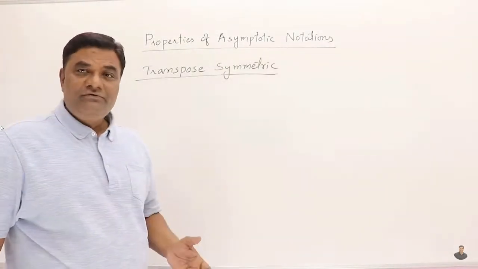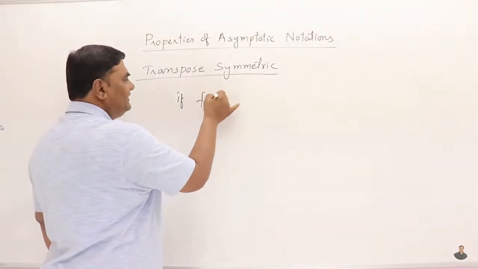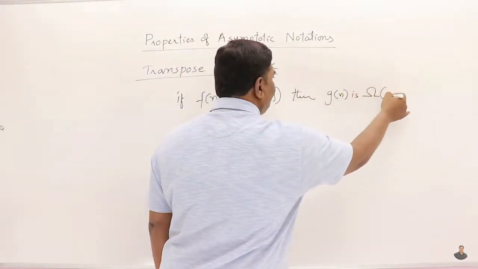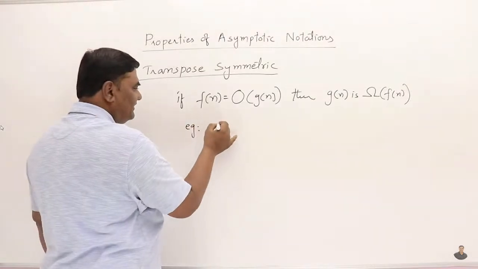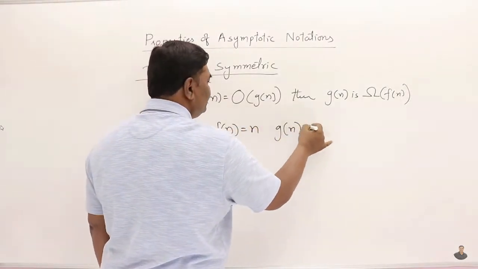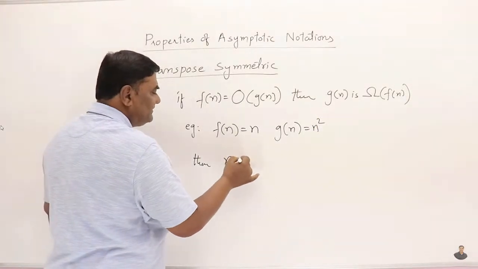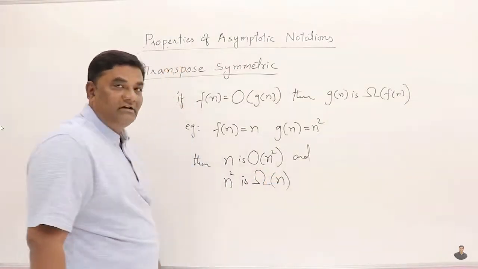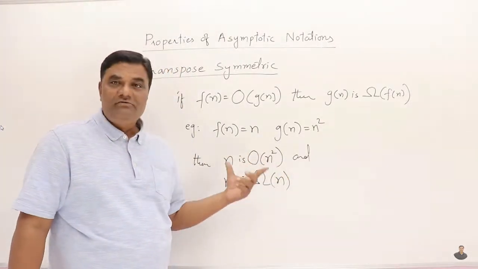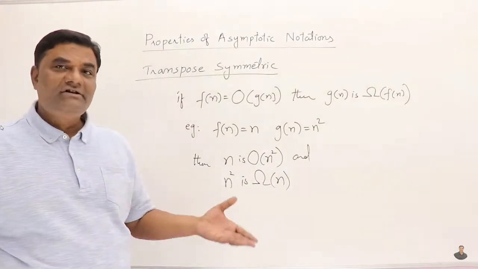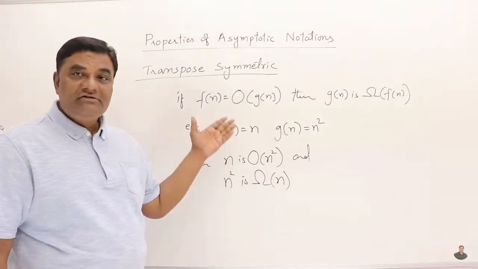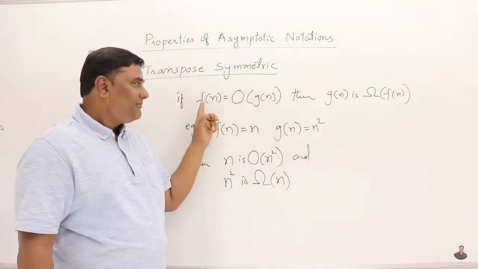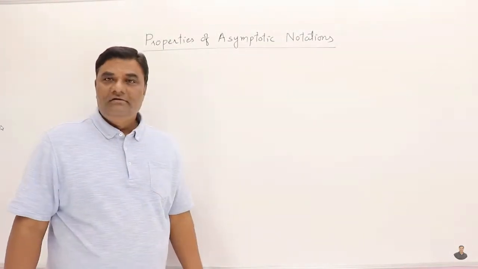This is transpose symmetry. This is true for big O and omega notations. If f of n is big O of g of n, then g of n is omega of f of n. Example, let us take f of n is n and g of n is n squared. Then n is an upper bound for... n squared is the upper bound of n, and n is the lower bound of n squared. So one is an upper bound for the other, and the other is the lower bound for the first. So first I have taken upper bound, then lower bound, you change it. If one function is forming an upper bound for this one, then this function becomes a lower bound for that function.